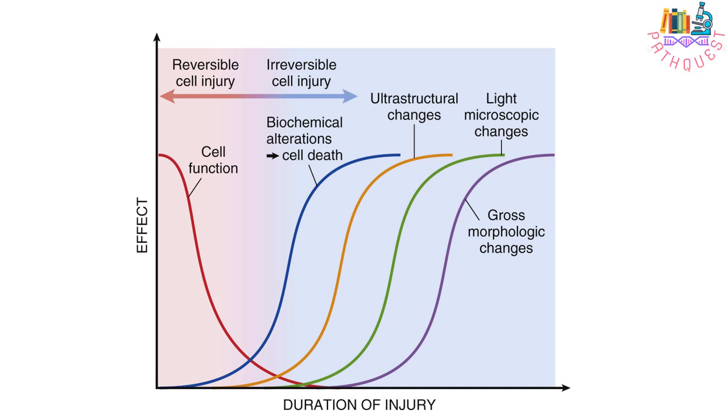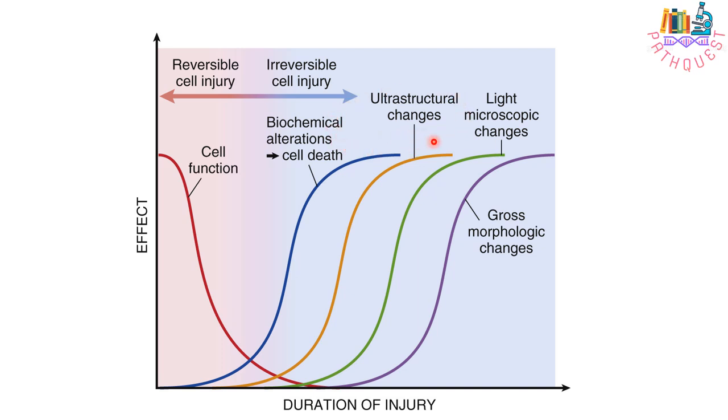Now let's see how the cell injury progresses from reversible cell injury to irreversible cell injury or cell death. So the first changes that occur in the cell when it is exposed to any injurious stimulus are the biochemical alterations. These can be reversed back to normal if the stressor or the injurious stimulus is removed.